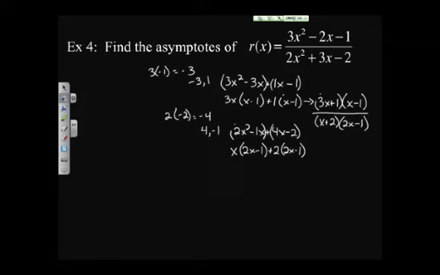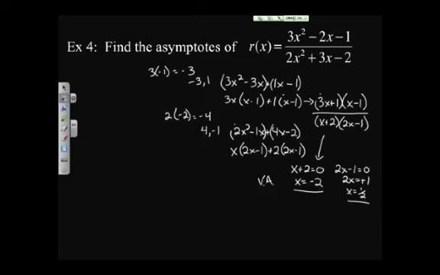So first of all, for the vertical asymptotes, that happens whenever this denominator equals 0. So that'll be when x plus 2 equals 0, or when 2x minus 1 equals 0. This one gives us x equals negative 1. That's one of our vertical asymptotes. This one takes a little bit more work, but we add 1 and divide by 2, so we get x equals 1/2. That's another vertical asymptote.